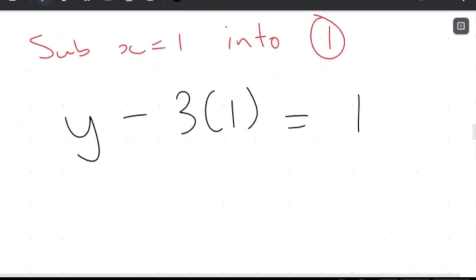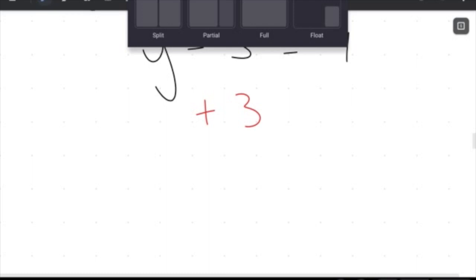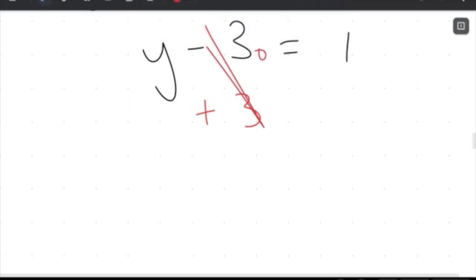And 3 times 1 just gives me 3. So this is saying y minus 3 equals 1. And now it's just a matter of solving this equation. So I'm subtracting 3 from y, so I'm going to add 3 to give us y on its own. And I get a value of y equals 1 plus 3, which gives me 4.